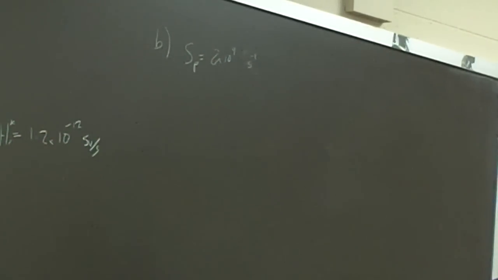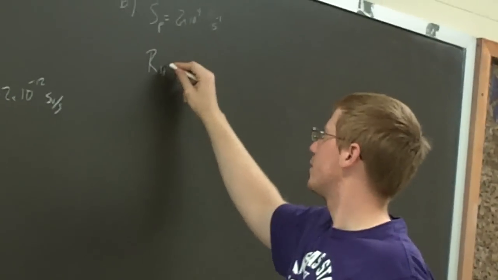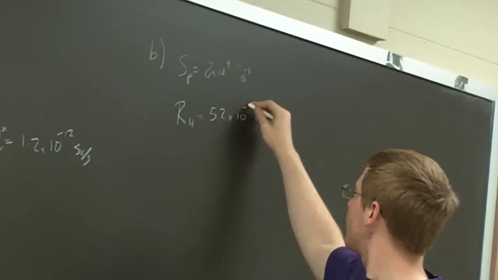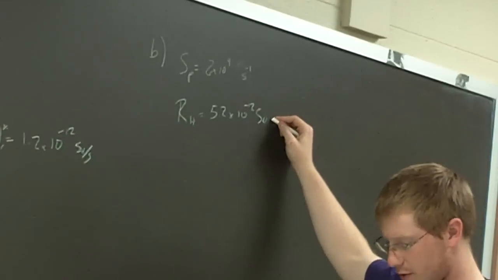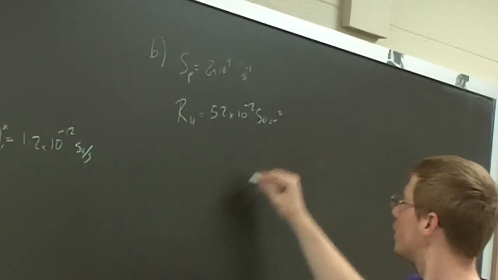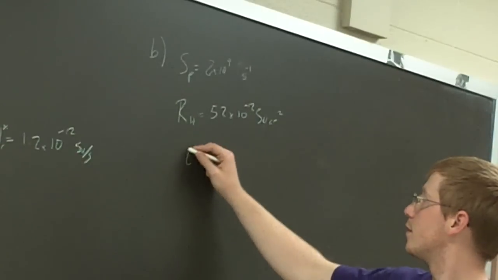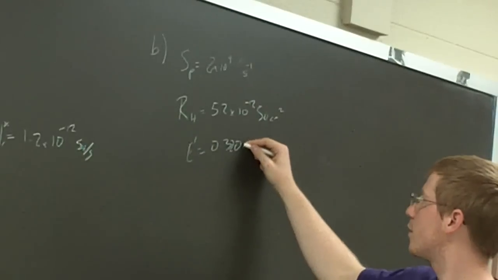Almost got you. So it's actually the same source strength, except one of them is a different energy than the other. So the response function is going to be different. Response function is 5.2 times 10 to the negative 12 sievert centimeter squared. E prime's the same. No, I lied. E prime's different. E prime is 0.320 MeV.